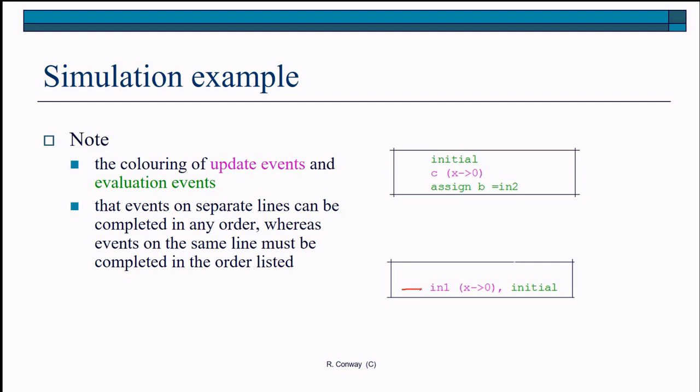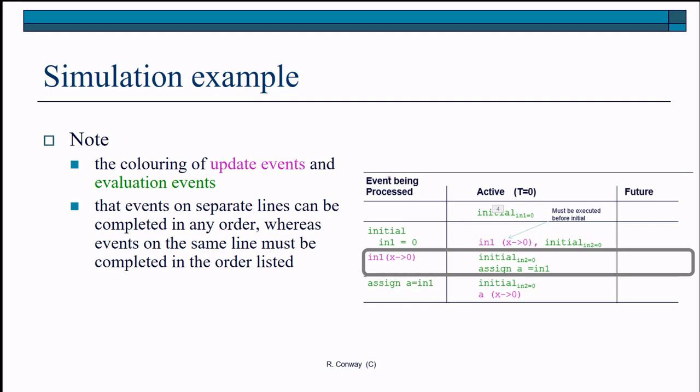Whereas for the case of the active event queue looking like this, when we have events on the same line, they must be completed in the order listed. So in this case, the update event must be completed before this evaluation event.